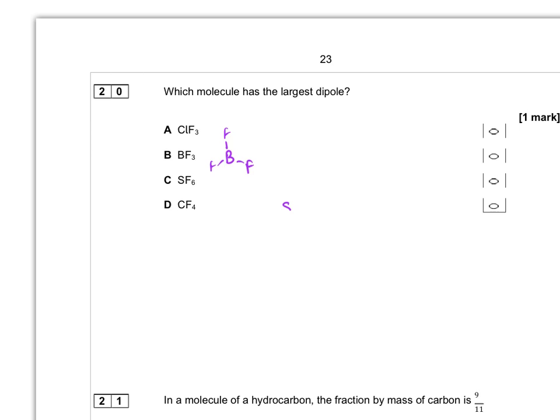Sulfur fluoride, sulfur has 6 electrons in its outer shell, so it's going to end up with an octahedral shape again. It's symmetrical, so any bond polarities will cancel out, no dipole. CF4 is going to be tetrahedral in shape, so again, any bond polarities would cancel out. Chlorine has got 7 electrons in its outer shell, so that means it's going to form 3 bonds, and have 2 lone pairs left over.